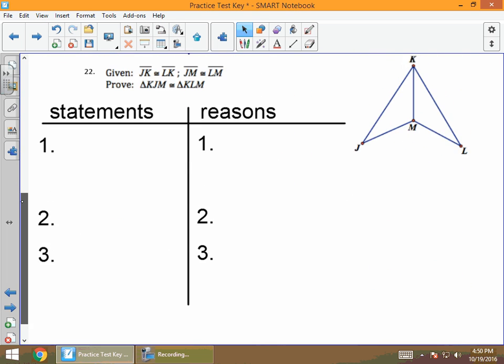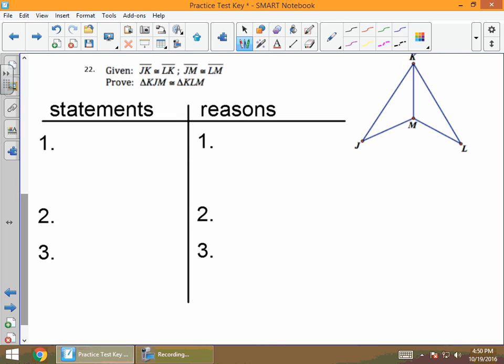Number 22, I can actually do a little bit easier. This one's a little bit shorter. So we have JK is congruent to LK. And let's mark that JK right here and LK over there. And also JM is congruent to LM. So JM right here and LM right here. And that is all given. It's all given information.